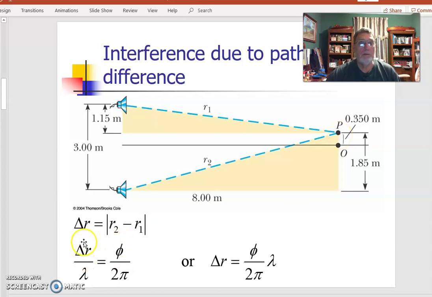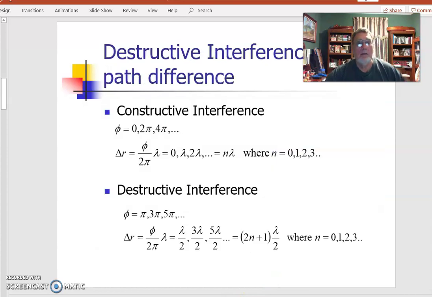And so delta R over lambda is the same as the phase difference over 2 pi, or the path difference is lambda times the phase difference over 2 pi. And so we get constructive interference. Remember we said that happened when your phase difference was 0, 2 pi, 4 pi, etc. You plug that in, and it's just like we said. If the path difference is a whole wavelength, two whole wavelengths, then they're going to still arrive where their ups and downs are going at the same time.